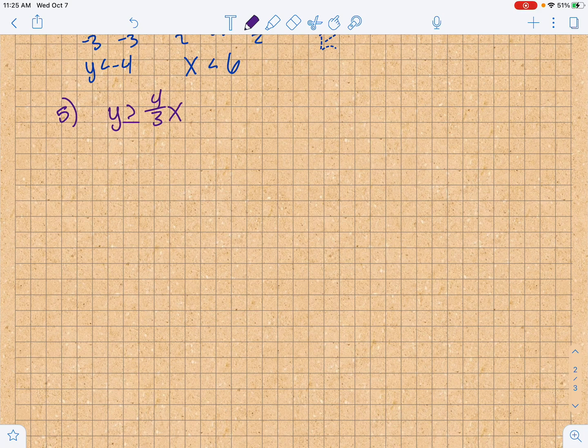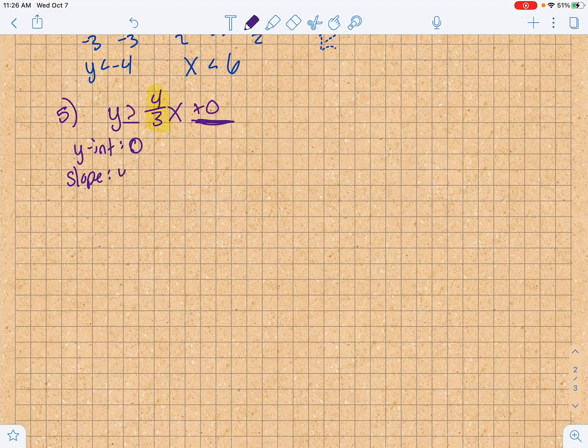Y is solved for, so we can use our starting point and our slope. So I have my y-intercept, and I have my slope. My y-intercept, well, there's nothing over here. If there's nothing there, that's like adding on a 0. So my y-intercept is 0. My slope is still the number in front of x, so we have 4/3. So let's go ahead and put our points on the graph and see what our graph looks like.